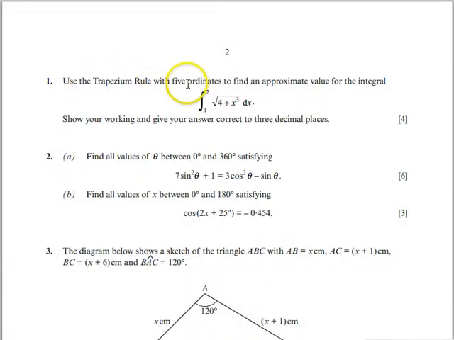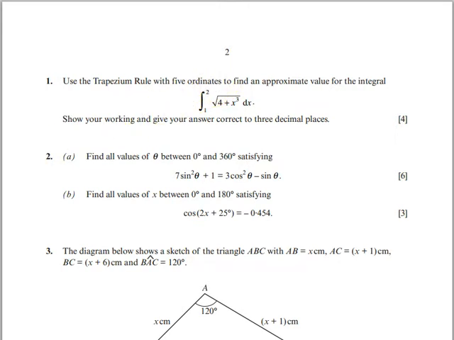It says use the trapezium rule with 5 ordinates to find an approximate value for the integral, and here's the integral here, between 2 and 1 of the square root of 4 plus x cubed dx. So there's the integral. It says show your working and give your answer correct to 3 decimal places. So it says use the trapezium rule with 5 ordinates.